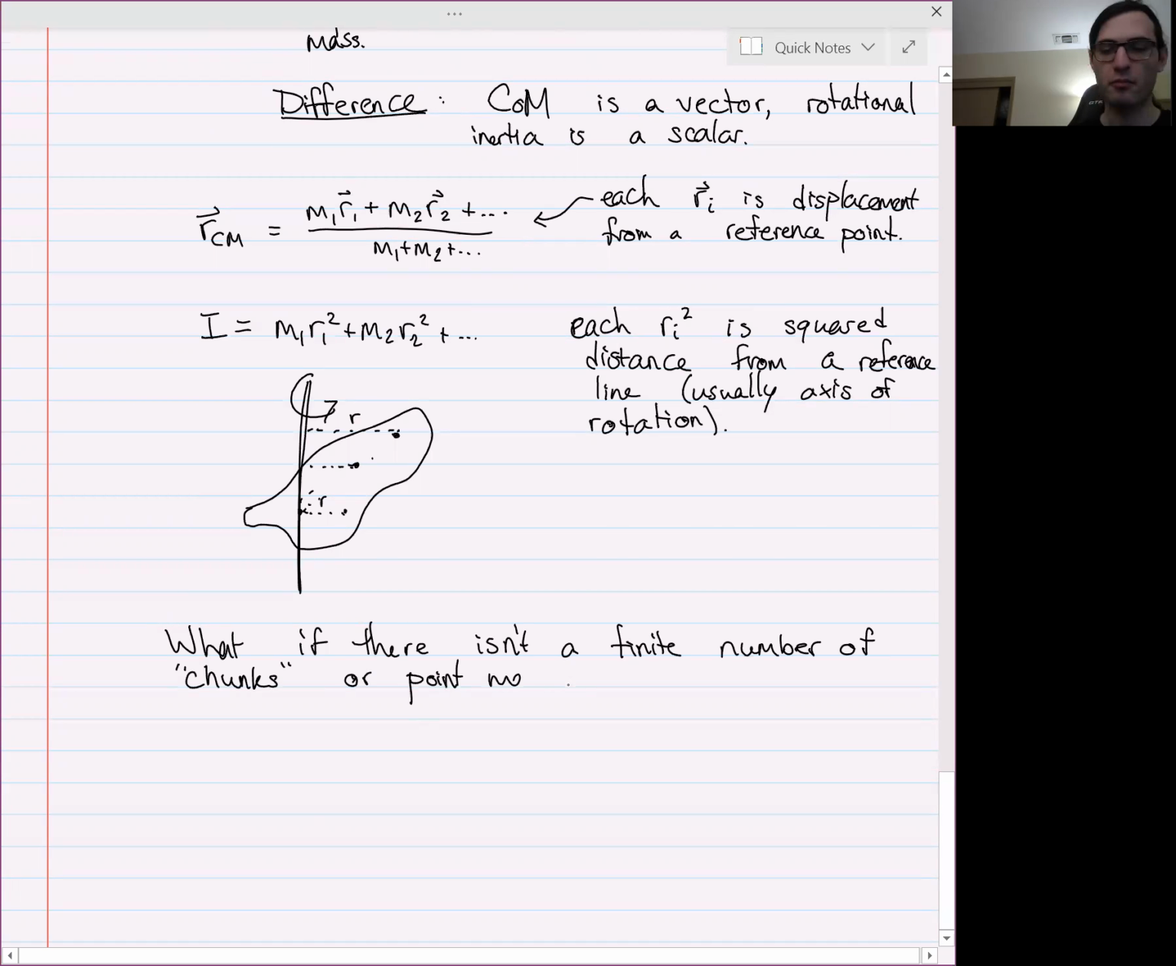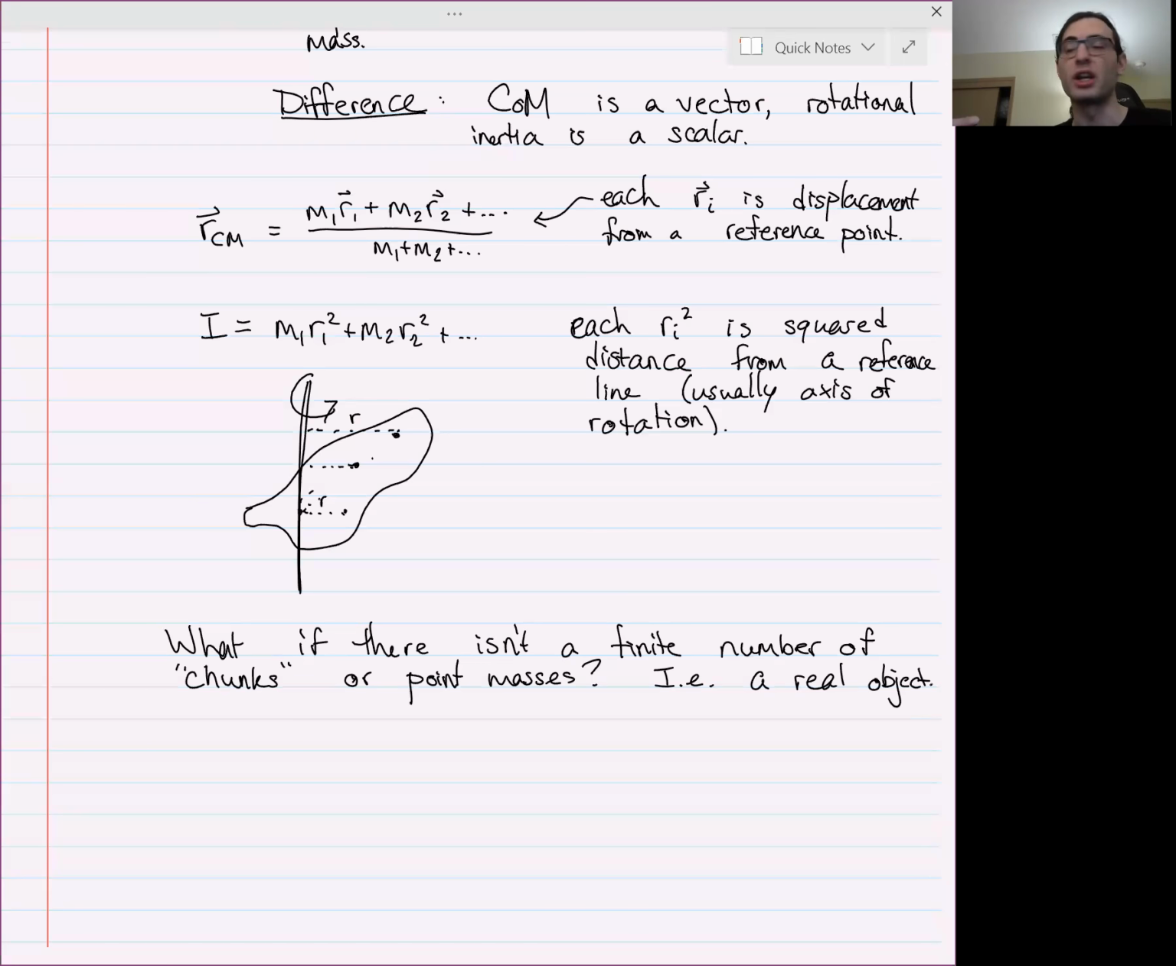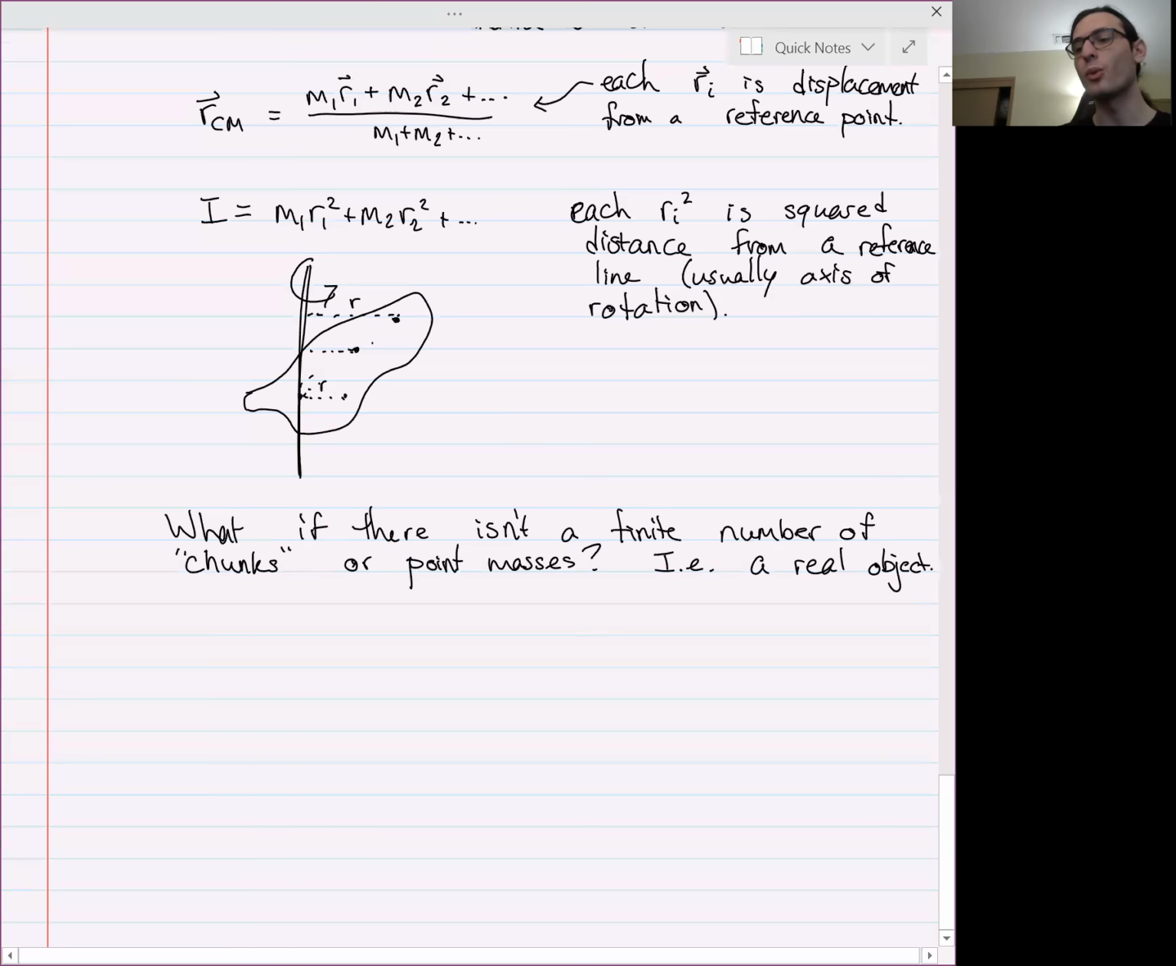And for a real object in the real world, it's just not a good approximation to treat it as if it were just a finite number of chunks. Even though in reality it is a finite number of chunks because there's a finite number of atoms in any given object and so on, that number is so astronomically huge, we just assume that there's an infinite number. And so the way that we handle these is we think back to calculus.